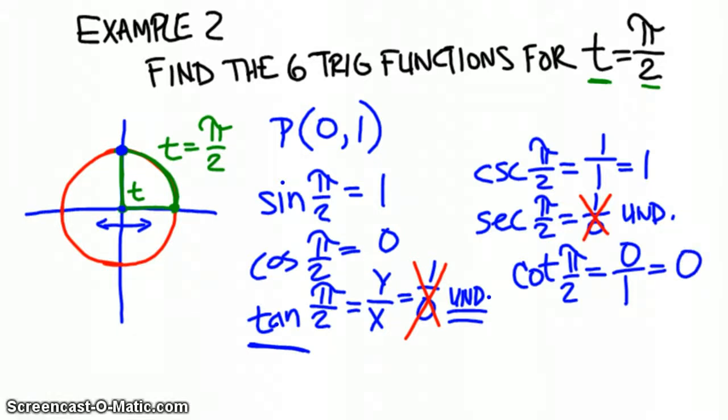So I now have my sine is 1, cosine 0, tangent is undefined, cosecant is 1, secant is undefined, and cotangent is 0 for this point under those circumstances.